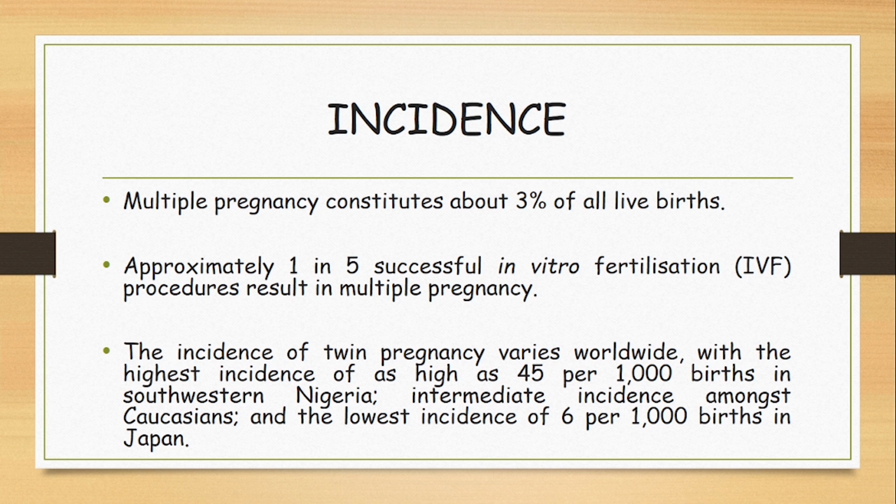The incidence of twin pregnancy varies worldwide, with the highest incidence of as high as 45 per 1,000 births in southwestern Nigeria, intermediate incidence amongst Caucasians, and then the lowest incidence of 6 per 1,000 births in Japan. Japan has the lowest incidence of about 6 per 1,000 births, while southwest Nigeria has the highest incidence, about 45 per 1,000 births.